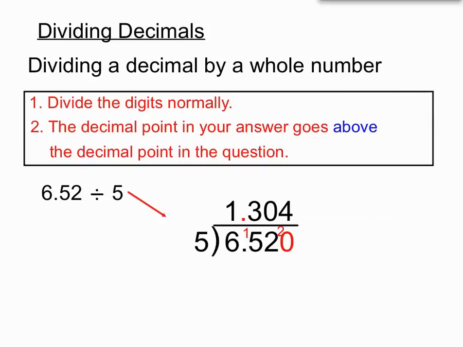So a couple of things happened there. We divided the digits pretty normally, and the decimal point in our answer went above where it's positioned in the question. We did also add a 0 because it helped us to complete the answer there.